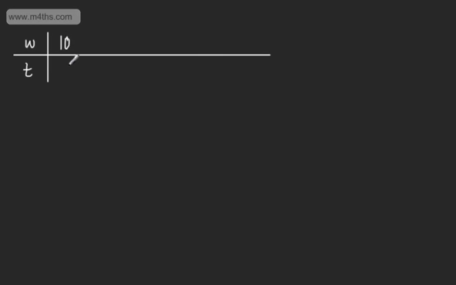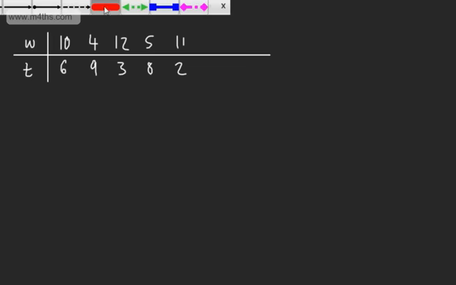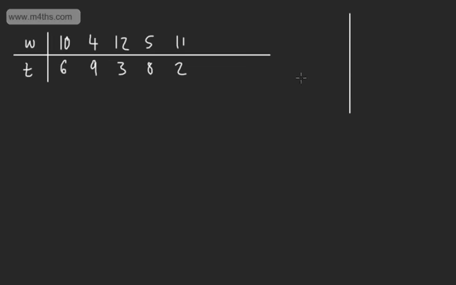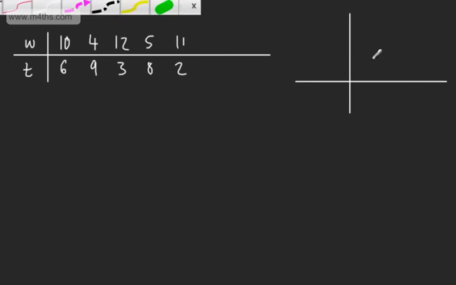Let's say there are 10 waiters on and it takes 6 minutes to get the food to a table. Let's say we got 4 on and it takes 9. Let's say we got 12 and 3. Let's go 5 and 8. Let's go 11 and 2. If we wanted to look at this, we could plot it, and we'd have something that looks like the following. As the number of waiters increases, generally speaking, the time taken for food to arrive is going to decrease. So there's time and there's waiters.